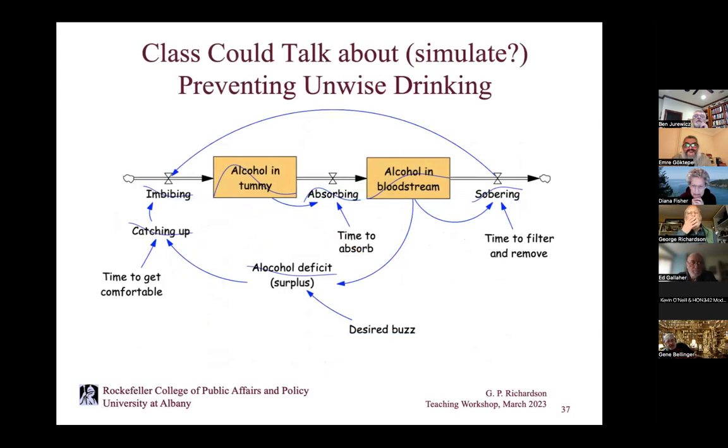Now, imagine having a little model like this that you could talk with your students about if they're at the level of doing unwise drinking. You've got parameters you can change. You might have other things you could change.